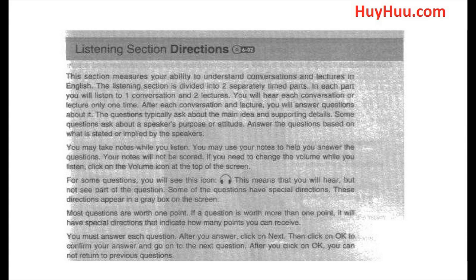Most questions are worth 1 point. If a question is worth more than 1 point, it will have special directions that indicate how many points you can receive. You must answer each question. After you answer, click on Next. Then click on OK to confirm your answer and go on to the next question. After you click on OK, you cannot return to previous questions. Now the test begins.